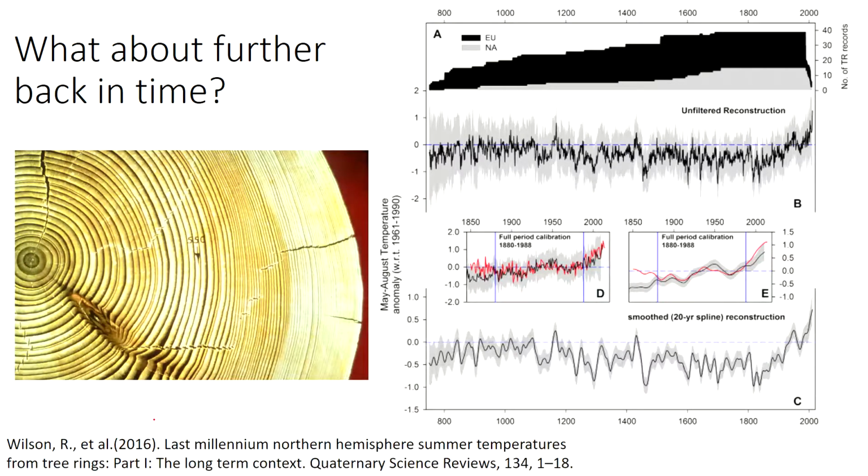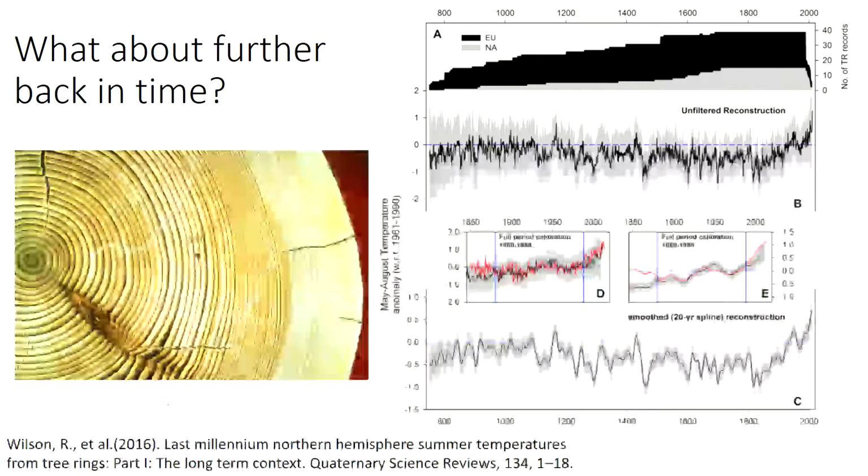So this is where we start to go into the paleoclimate proxy world. This is an example from the terrestrial realm, where scientists have used tree rings. Tree rings are very useful because they're very easy to count.